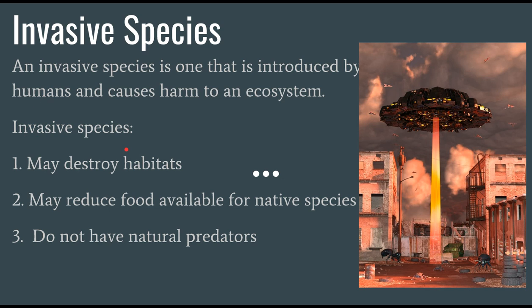Invasive species may destroy habitats. This is how they cause harm. They're brought by humans and they cause harm to an ecosystem. They may destroy the habitat. For example, swans pull up all the grass from the bottom of the bay and nobody can live there anymore. They also might reduce the food available for native species. They might eat everything and then nobody else has anything to eat. And then the native species, native meaning the ones that are naturally there, would die if they don't have enough food.